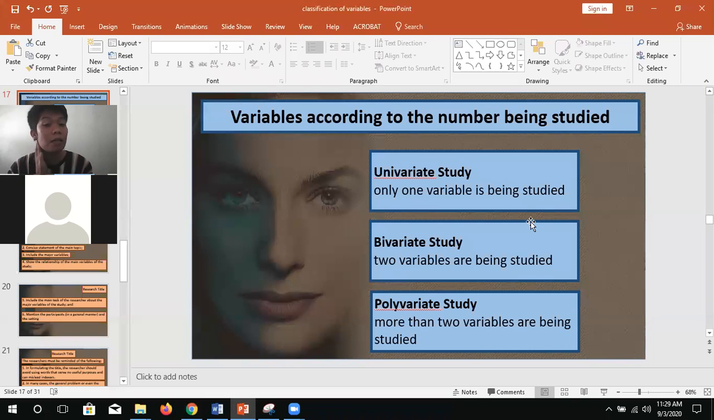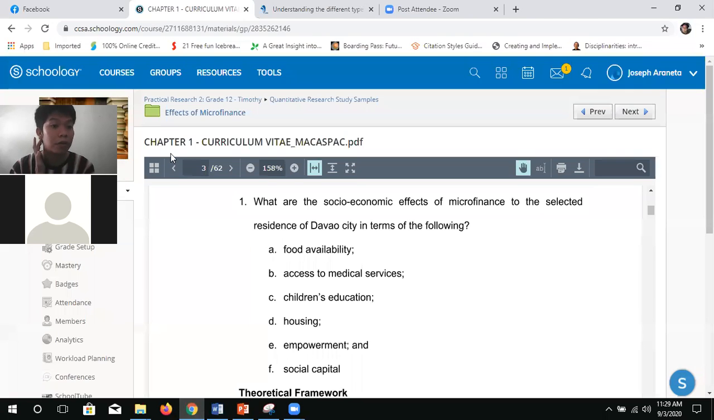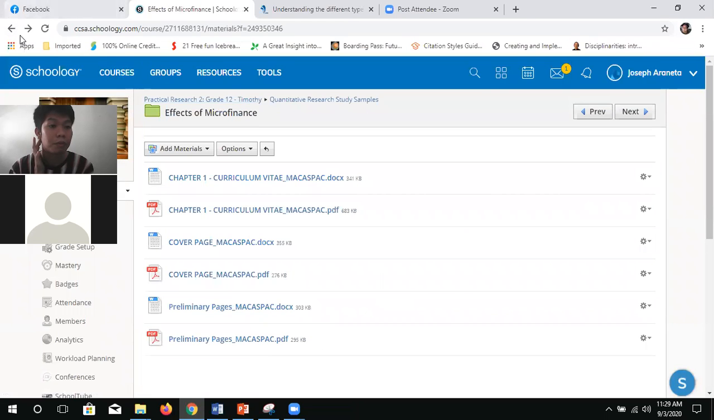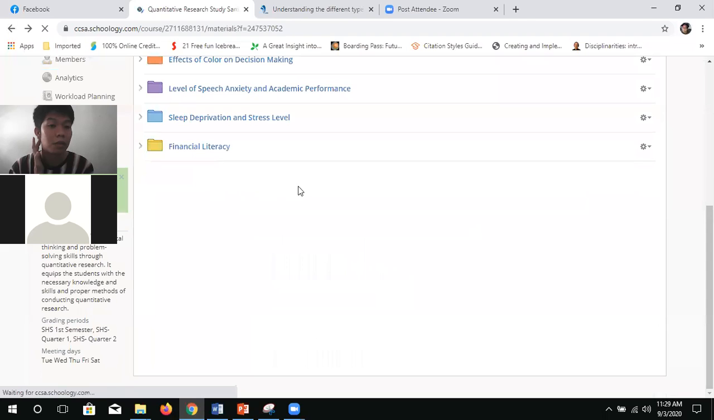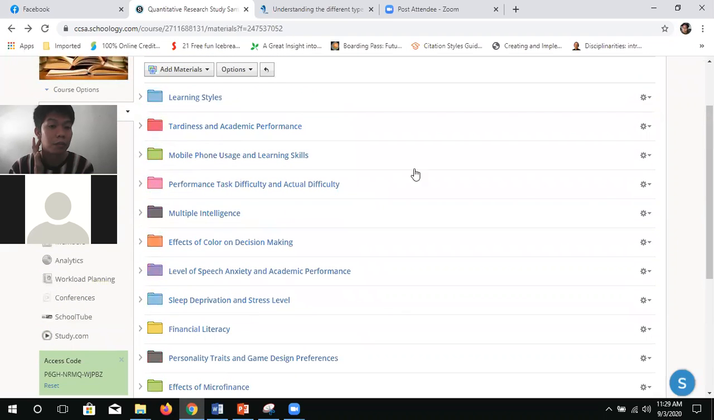Ito naman sa bivariate study, two variables are being studied. Halimbawa, itong tardiness and academic performance, mobile phone usage and learning skills, ito sa performance task difficulty and actual difficulty, pero comparative study ito siya. Itong speech anxiety and academic performance, sleep deprivation and stress level. These are examples of bivariate study.